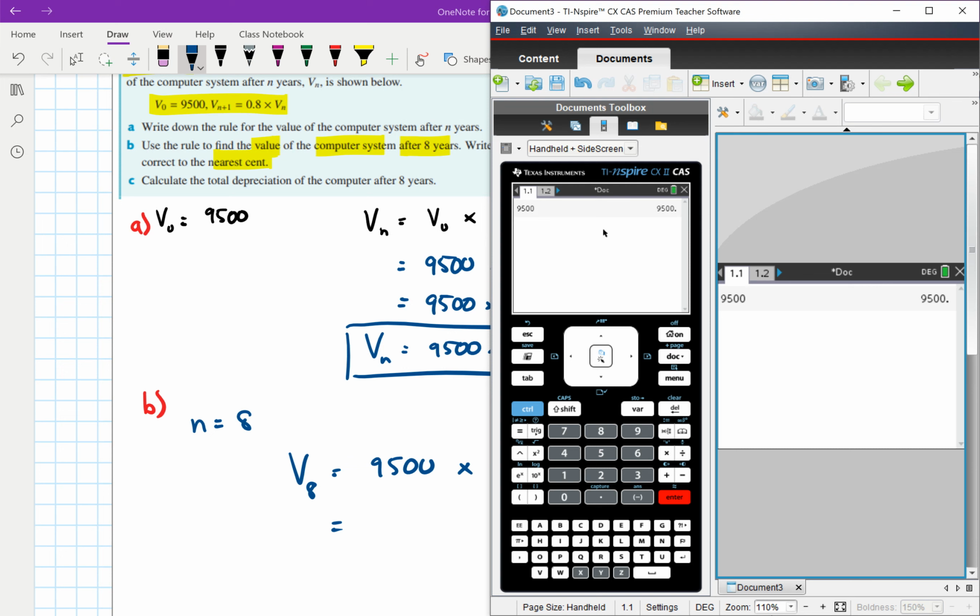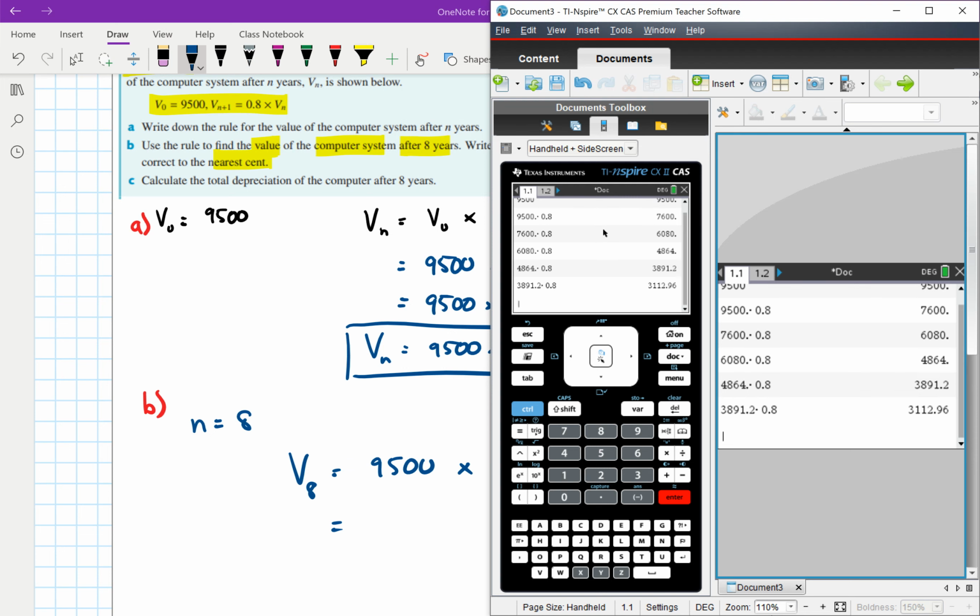9,500 times... actually, I should do the old method as well. If you were to do the old method, this is how you would have done it. You would have said times 0.8, press enter, and you keep pressing enter until you reach the 8th term. So this is what you did last exercise, right? So this is first year, second year, third year, 4th year, 5th year, 6th year, 7th year, 8th year. So I know the answer is the value should have depreciated from $9,500 down to $1,593 after 8 years.